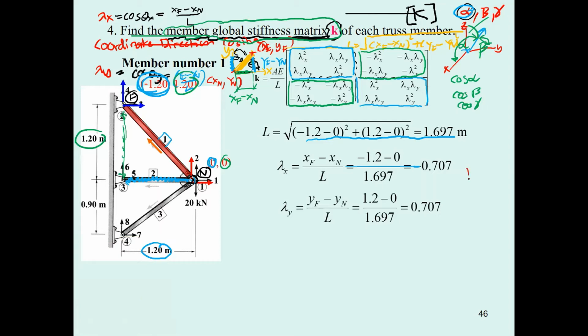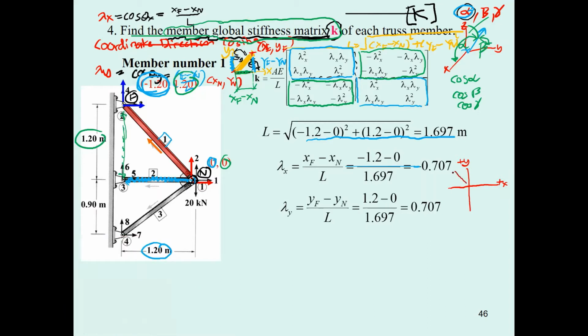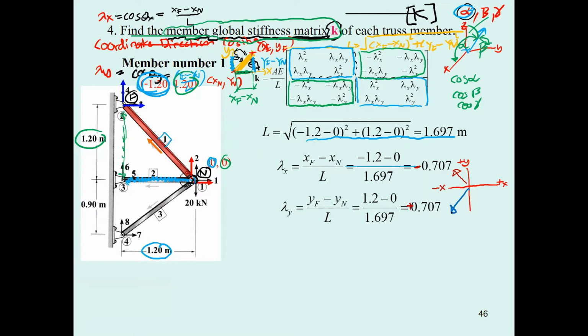If you notice the system of x and y, this is positive x, this is positive y. When you put the member in this direction, you can see it's going relative to minus x. That means lambda sub x is going to be minus, and lambda sub y is going to be plus. If you have the member in this direction, following member number 3, lambda sub x is going to be negative, lambda sub y also negative.